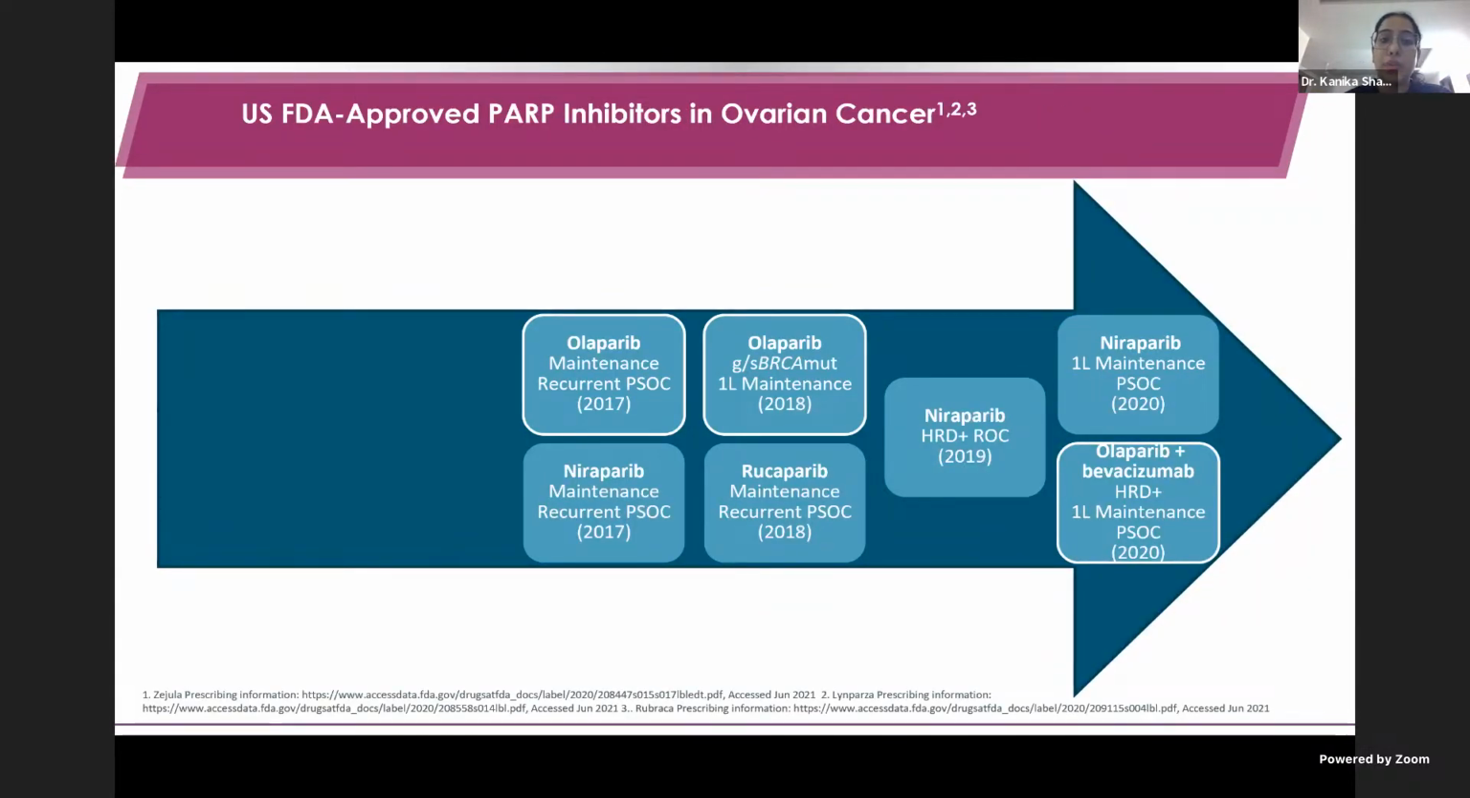So when we talk about the US FDA approved PARP inhibitors in ovarian cancer, olaparib is approved in the maintenance therapy in the first line setting. Then in the recurrent platinum sensitive ovarian cancer, in the germline or somatic BRCA mutated first line maintenance therapy, it was approved in 2018. And in combination with bevacizumab in the HRD positive patient in the first line maintenance. Niraparib is approved in the first line maintenance irrespective of the BRCA status, and in the HRD positive relapsed ovarian cancer also. Rucaparib is presently approved in the maintenance in the recurrent setting. Based on the long-term monotherapy data, maybe the indications will change, we have to see.